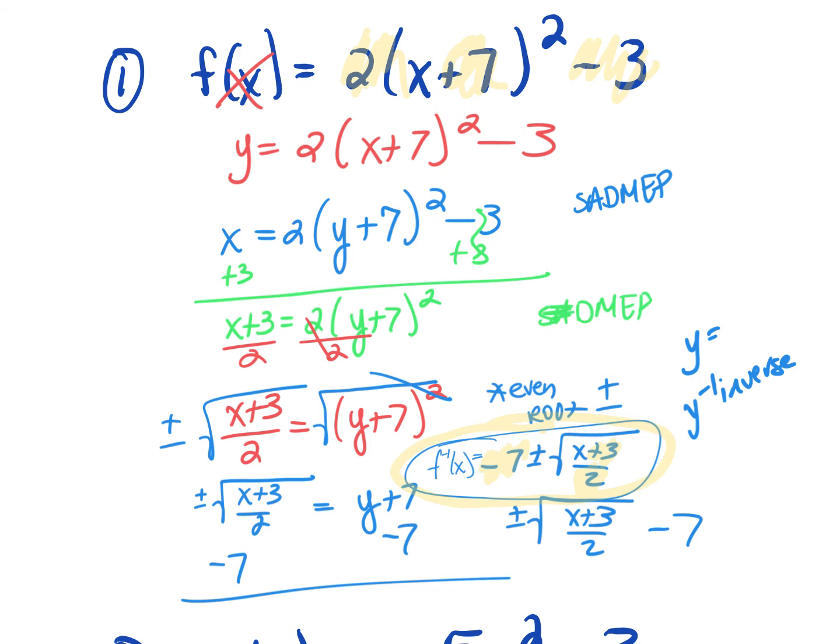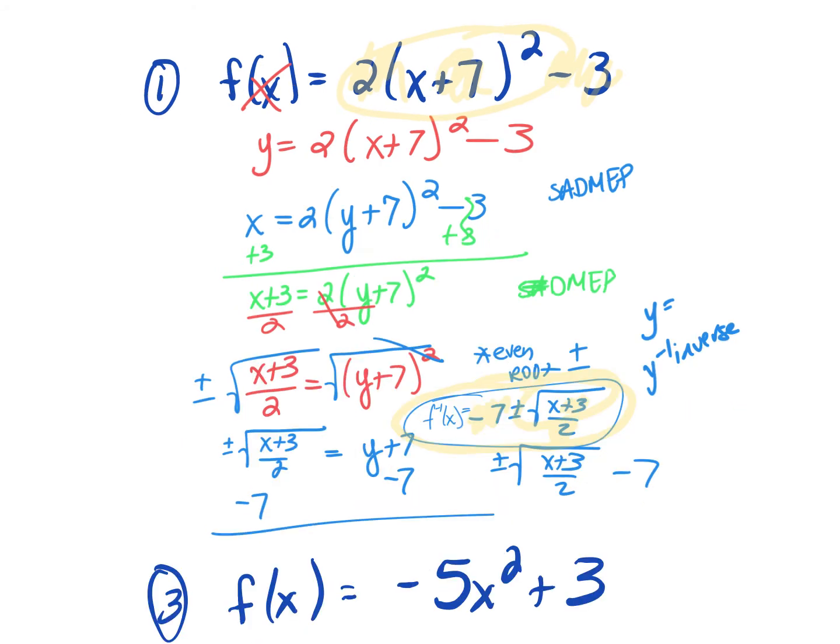Dividing by 2. In the original, we had this whole thing squared. In our inverse, we have the square what? The square root. You're always going to be able to go back and find the opposites. Yes. All right, let's move to the next one.